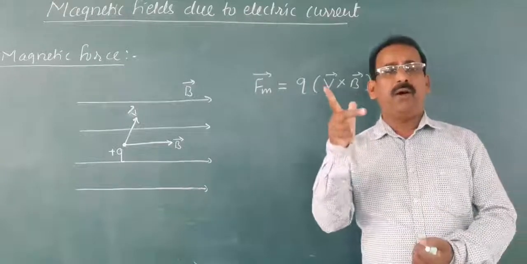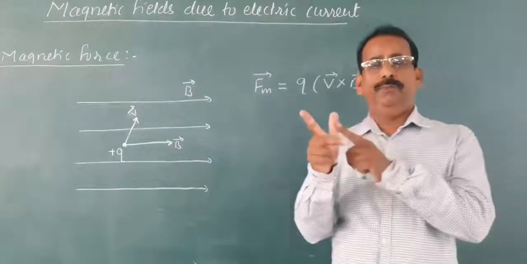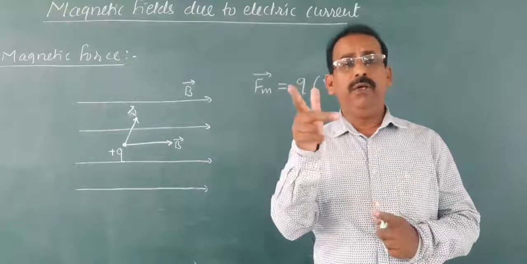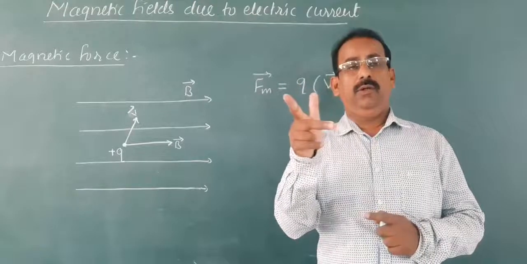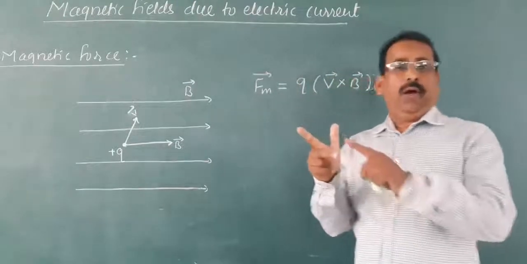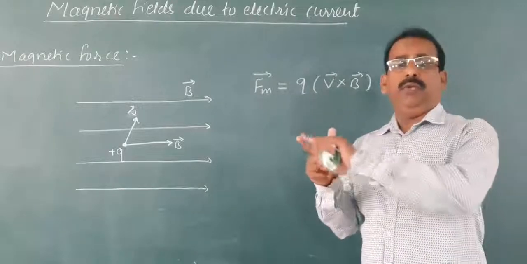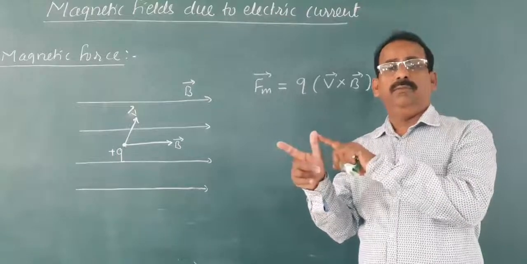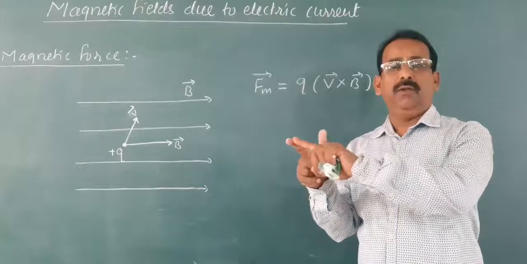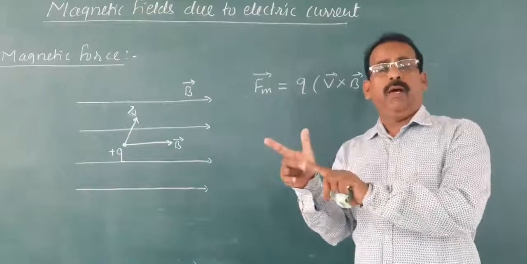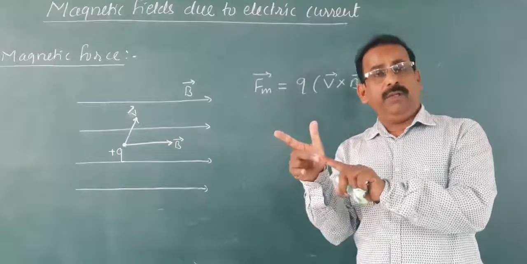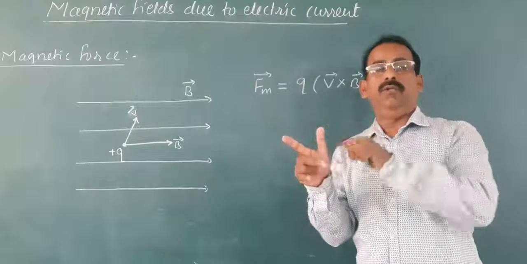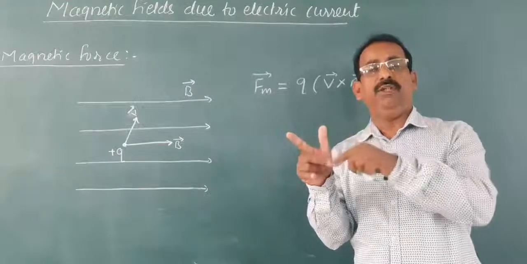Take three fingers of the right hand, thumb, forefinger, middle finger, perpendicular to each other. Then consider any two consecutive fingers, either thumb and then forefinger, or forefinger and then middle finger, or middle finger and then thumb. Consider one cyclic order in these three fingers.